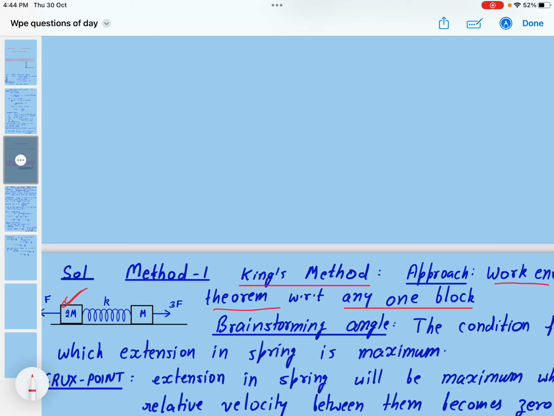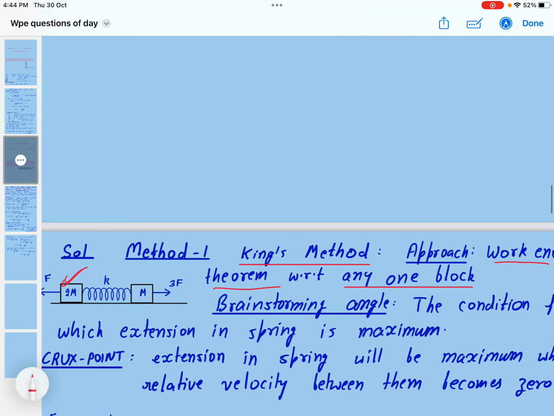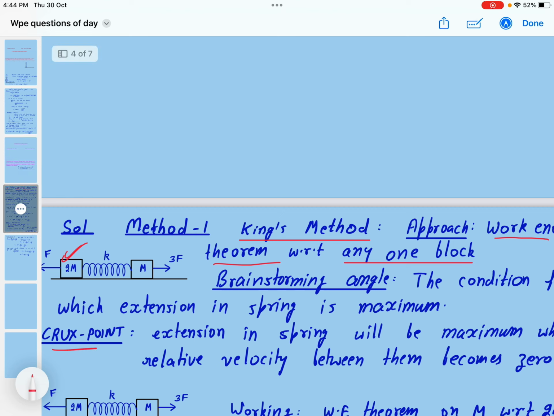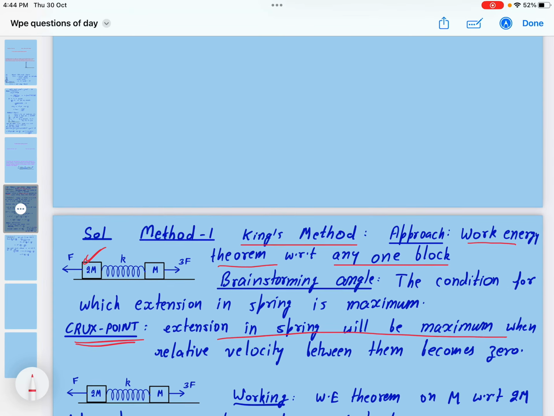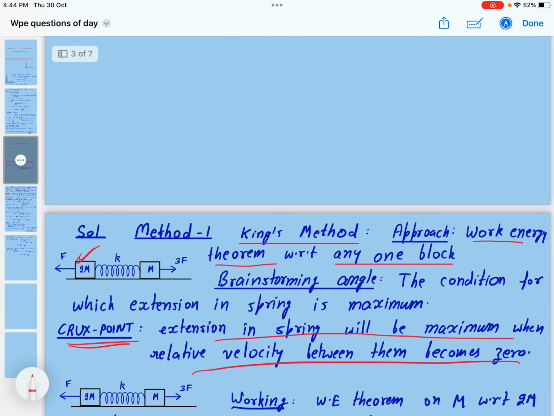Brainstorming angle. Brainstorming angle means we need to think about what is the condition for which the extension in the spring is maximum, right? Under what condition the extension in the spring is maximum, we need to think about that situation. And that condition is basically our crux point in this question: extension in the spring will be maximum when the relative velocity between them becomes 0, right?